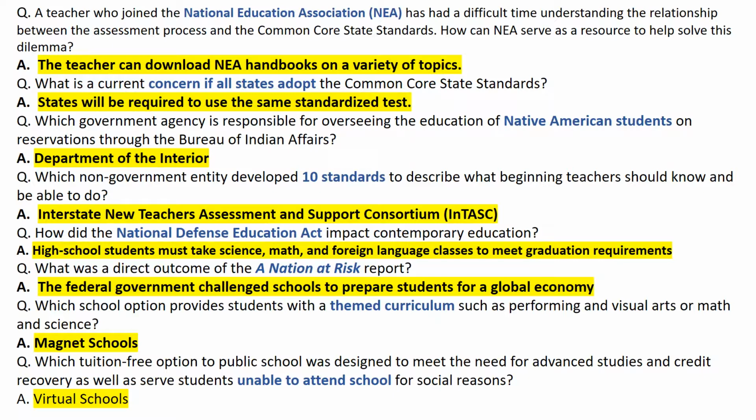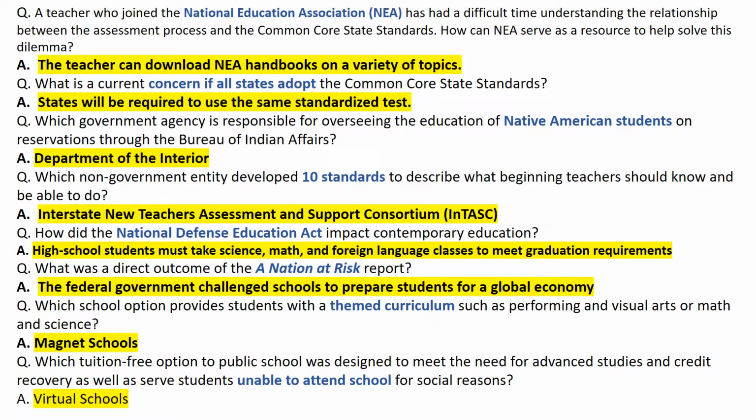What is the current concern if all states adopt the Common Core state standards? States will be required to use the same standardized tests. Which government agency is responsible for overseeing the education of Native American students on reservations through the Bureau of Indian Affairs? Department of the Interior.